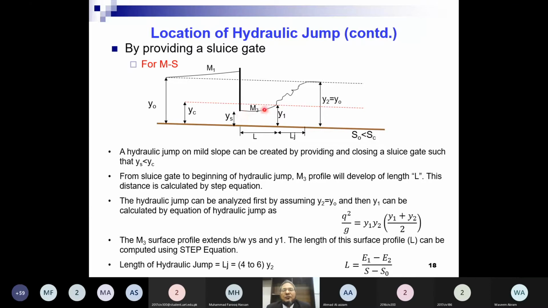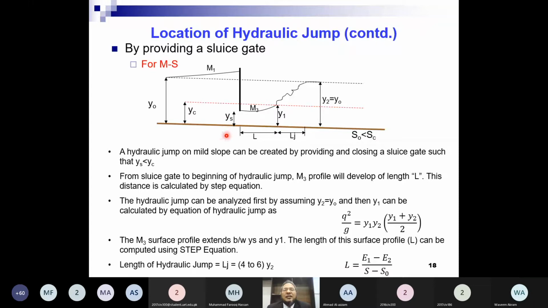Which profile will form? M3 profile will form because this slope is mild and this is type 3 curve. Why it is type 3? Because this water surface profile is formed below both of the lines. Which both of the lines? Normal depth line and critical depth line. So that's why it is the M3 profile. And how we can determine this L? This L we can compute easily by using this step equation.